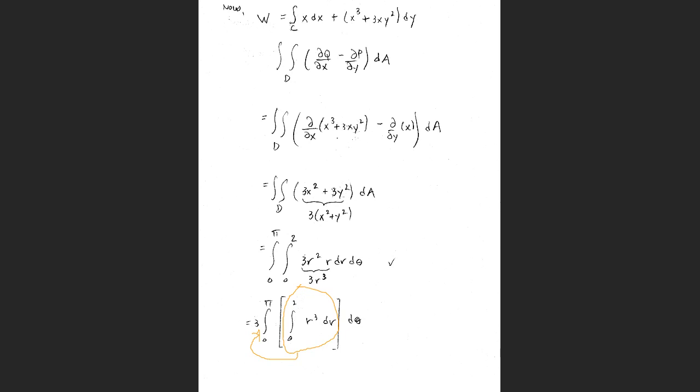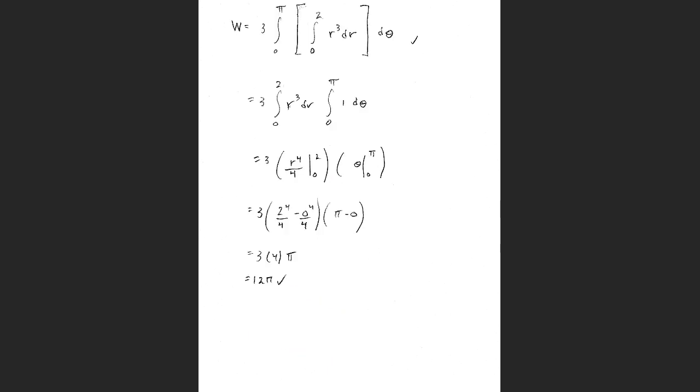So like 3x squared plus 3y squared, I'm going to write that as 3 times x squared plus y squared, right? I'm going to factor that 3 out, because I know then x squared plus y squared is r squared. So, okay, moving on here.